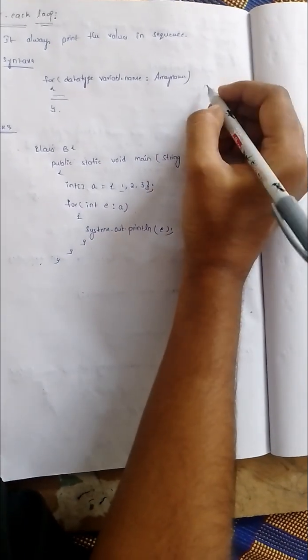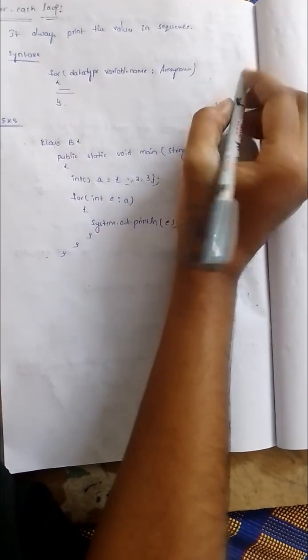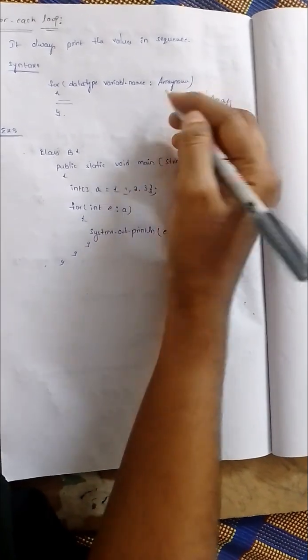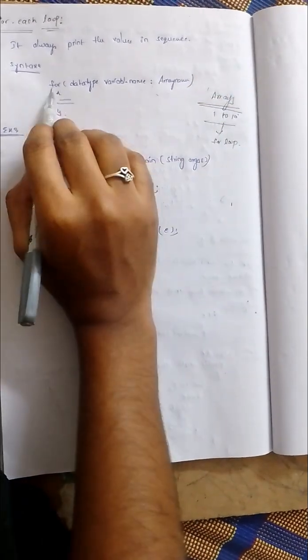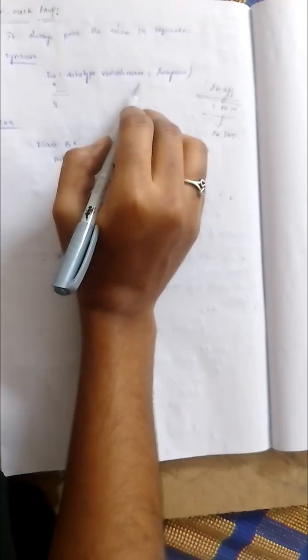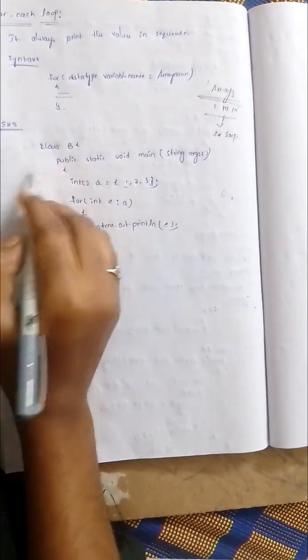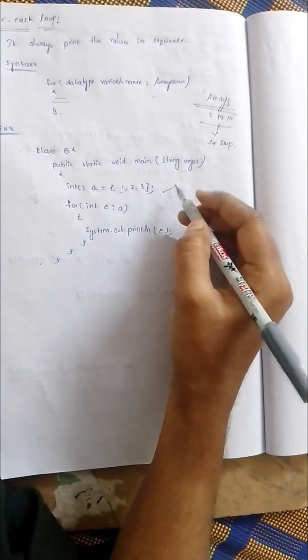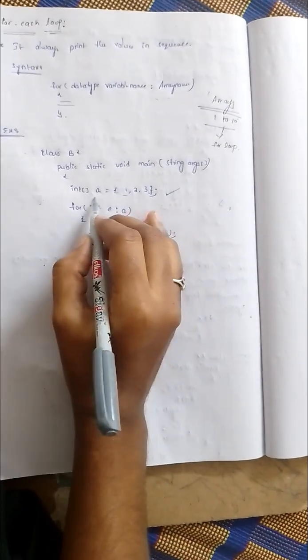In most cases, for each loop is used with arrays. This is the syntax of for each loop: data type, variable name, colon, array name. And we can see one example. Here we declare an array. This is the array, and a is the array name.